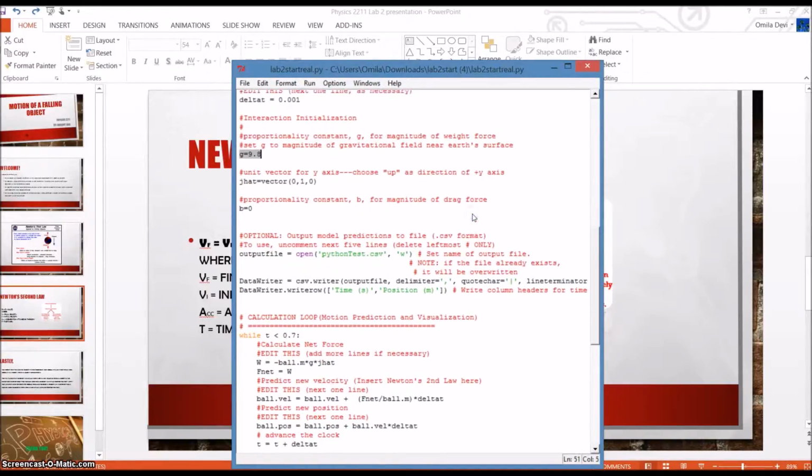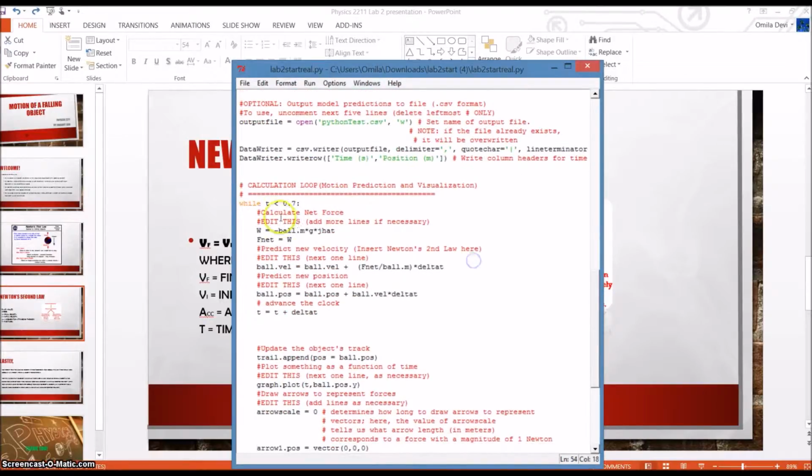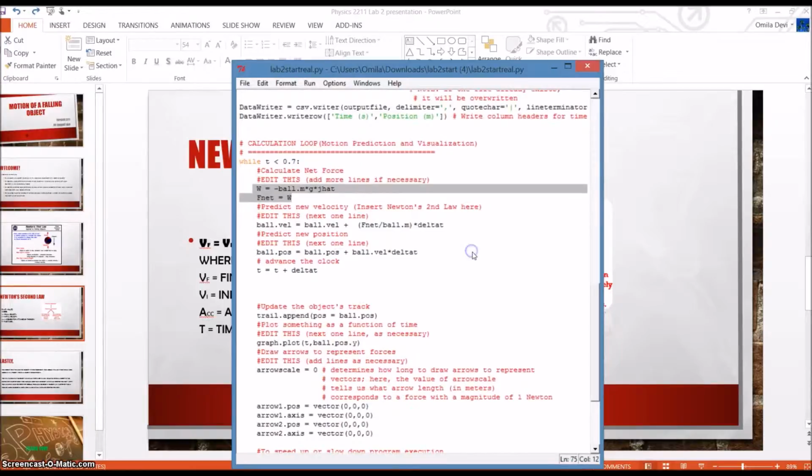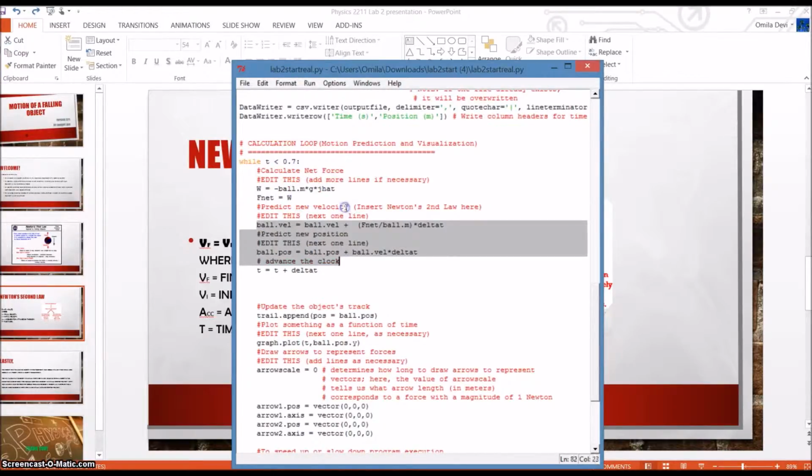In my loop, which continues until the final time in Tracker, I calculated the weight force, which was the negative of the ball's mass times the constant g. The net force was equal to this in the first computational model, as gravity was the only force in this scenario. Then, the ball's velocity and position are updated using Newton's second law as shown. Running the code creates a graph that resembles the Tracker graph.